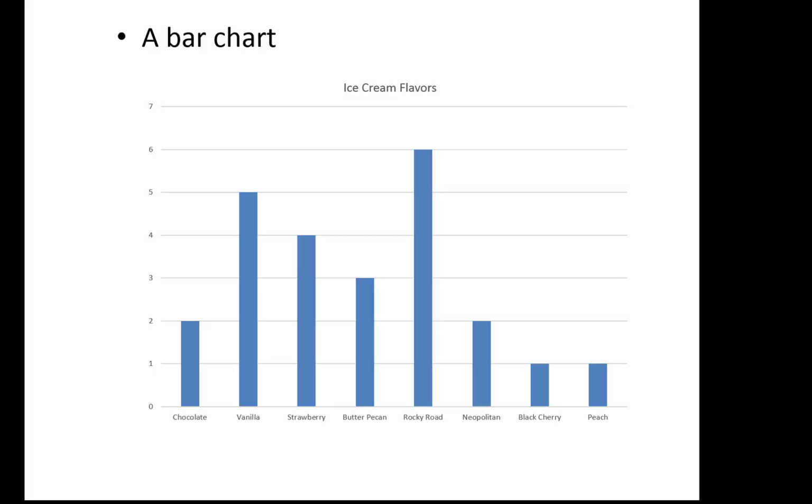So we have 5 people preferring vanilla, and Rocky Road is the big winner with 6. Peach and black cherry, not so much. Okay, so that's a bar chart used again for categorical data, and it just displays one variable, the display of ice cream flavors.